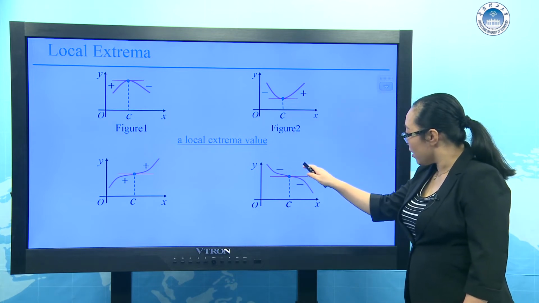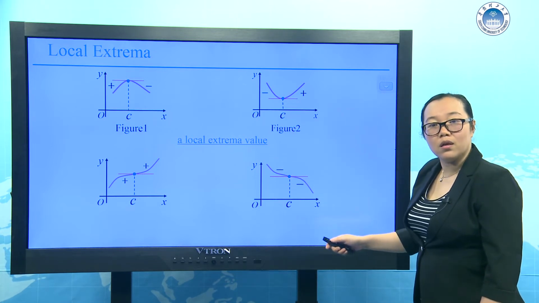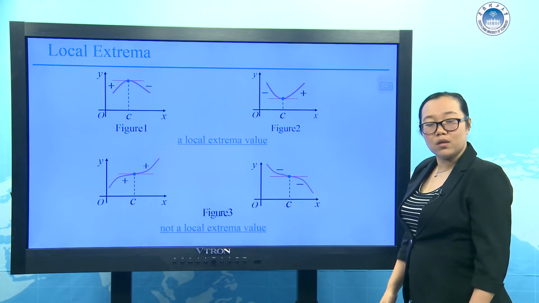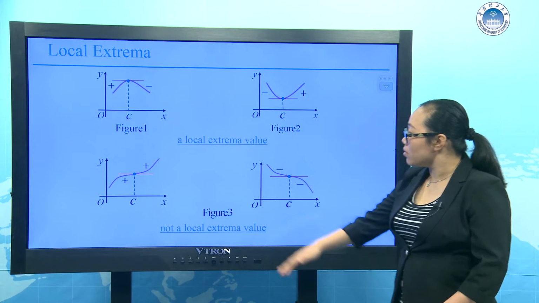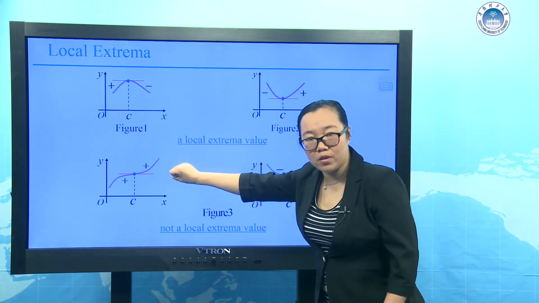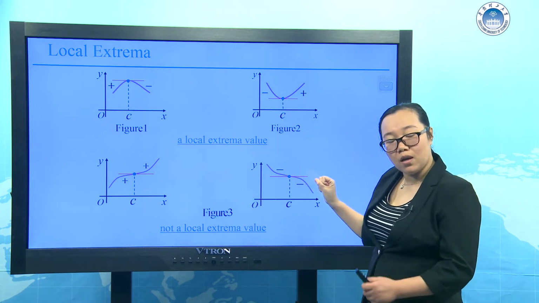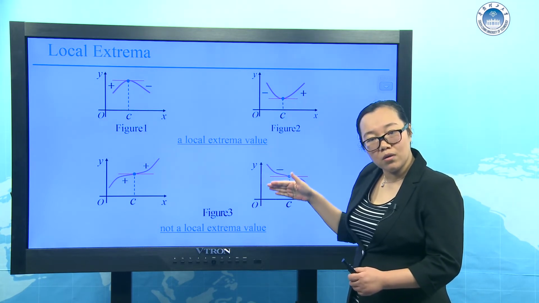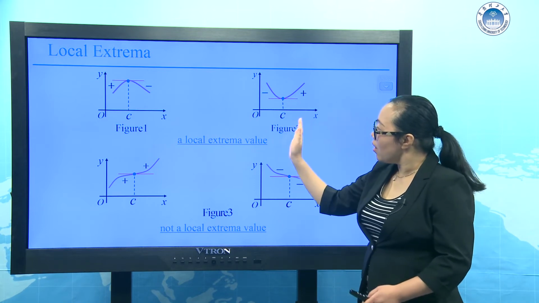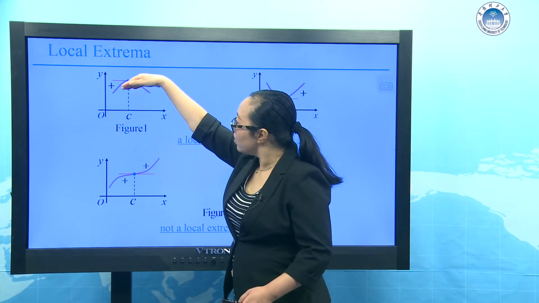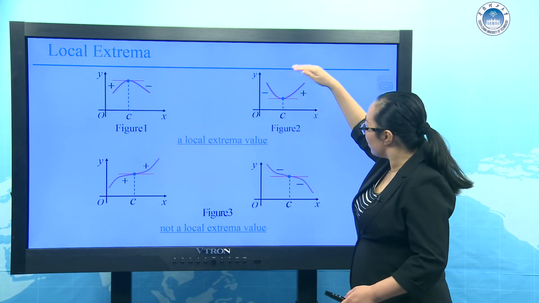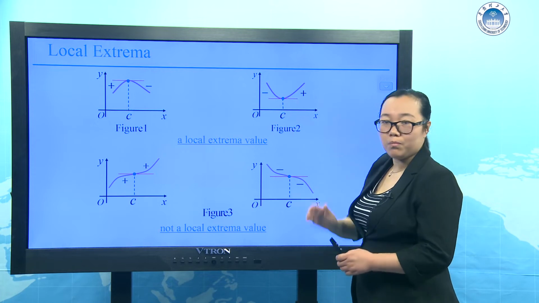Negative sign, not a local extreme value. Why? Because they have the same signs, maybe positive sign, maybe negative sign. At this time, it is not a local extreme value. Why these two? Positive means increasing, then decreasing: maximum. Decreasing, then increasing: minimum value.